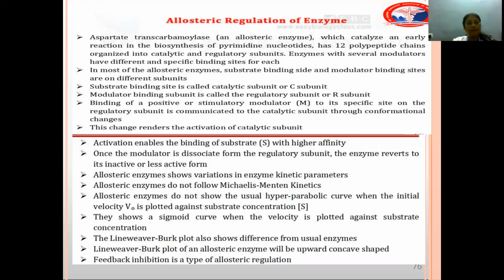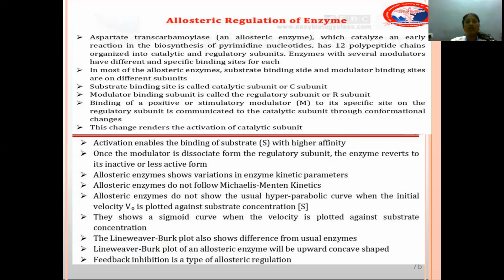So we'll see examples of allosteric regulation of enzymes. Aspartate transcarbamylase, which catalyzes an early reaction in the biosynthesis of pyrimidine nucleotides, is an example of allosteric regulation of enzyme.